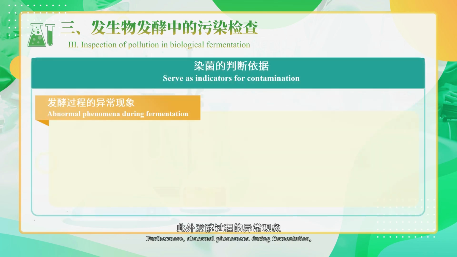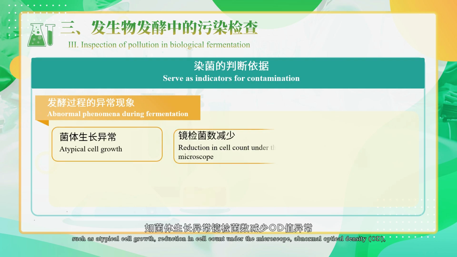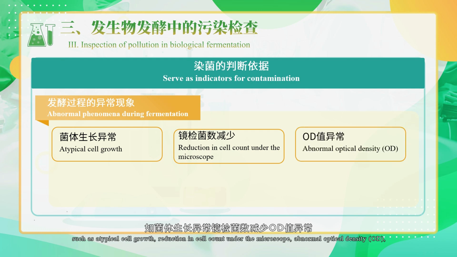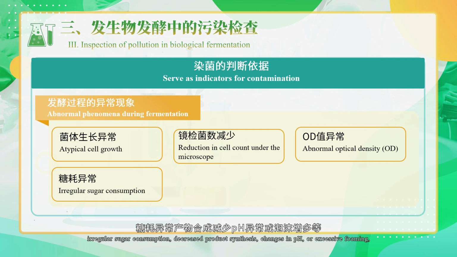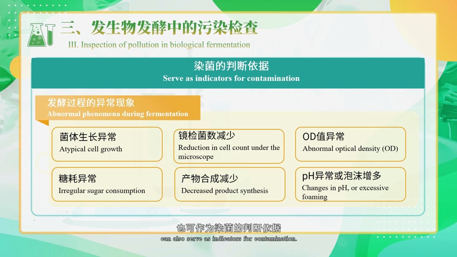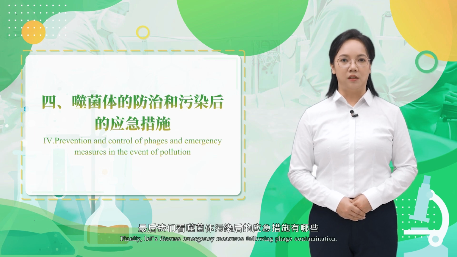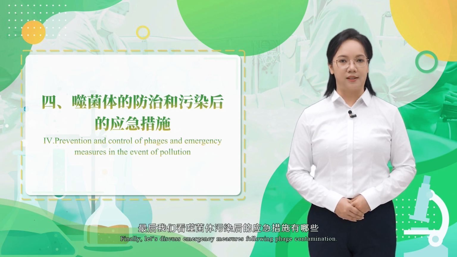Furthermore, abnormal phenomena during fermentation, such as atypical cell growth, reduction in cell count under the microscope, abnormal optical density, OD, irregular sugar consumption, decreased product synthesis, changes in pH, or excessive foaming, can also serve as indicators for contamination. Finally, let's discuss emergency measures following phage contamination.